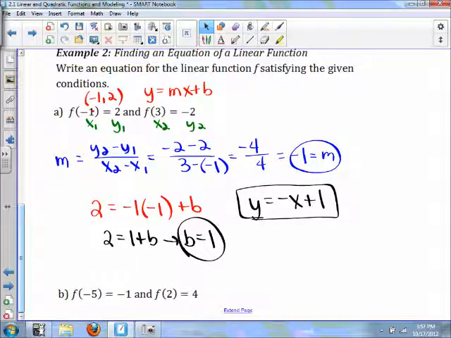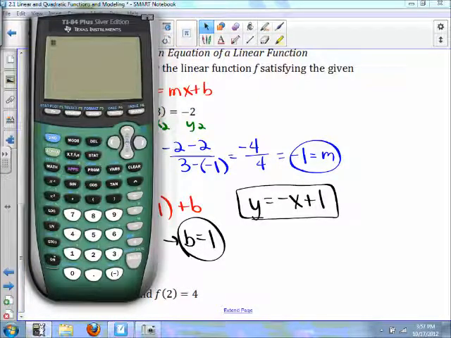That will be a slanted line, as you can see here. There's your graph of y equals mx plus b, or -x plus 1.